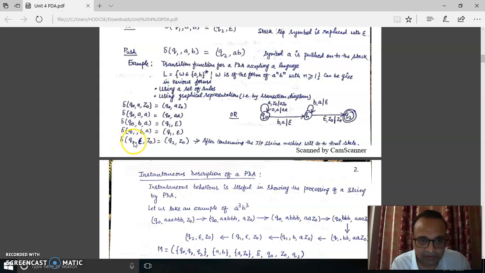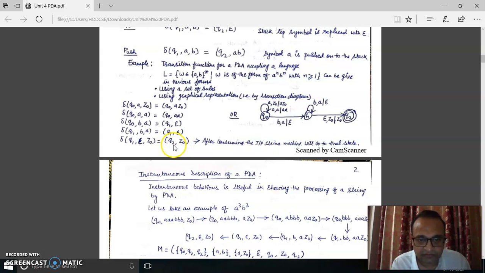Finally, suppose there is a transition where the machine is in state q1 and the string is exhausted. Here epsilon represents that the string has been exhausted, and at that time the stack top symbol is the stack initial symbol. What does it mean? It means that all of the A's which were pushed on the stack have already been popped out, and once the string is exhausted, only the initial symbol remains on the stack. It shows that the B's are finished and the A's have been popped from the stack, and now we move to another state, that is q2, doing no operation on the stack.